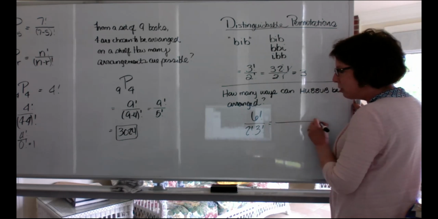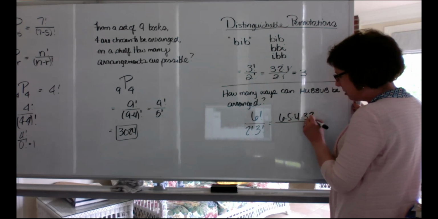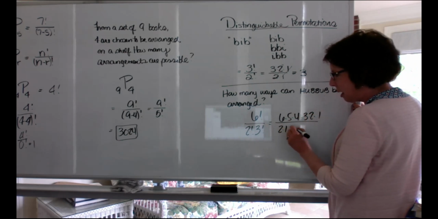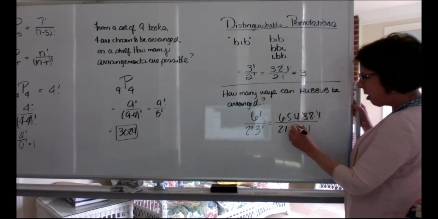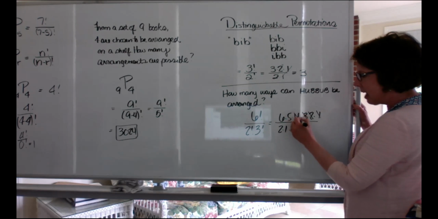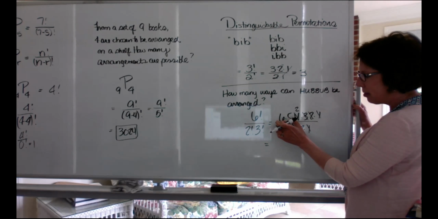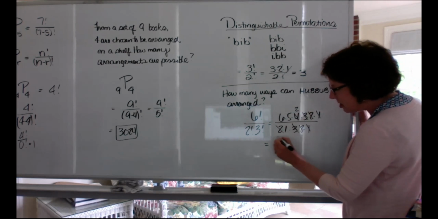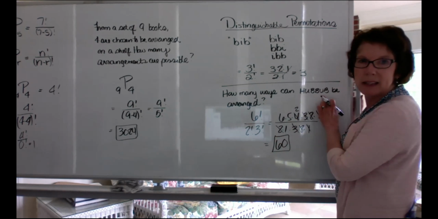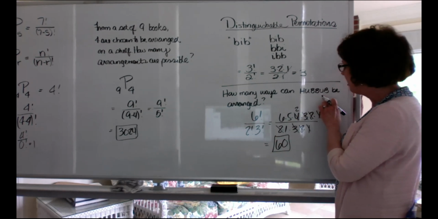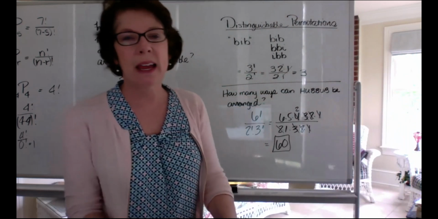Now you can use your calculator. Let me just do it without it. I've got 6 times 5 times 4 times 3 times 2 times 1. I've got 2 times 1, and I've got 3 times 2 times 1. Okay, so let's cancel out our 3, 2, 1 and our 3, 2, 1. And let's cancel out, 4 over 2 is 2 over 1. And what am I left with? I'm left with 30 times 2. I'm left with 60 distinguishable arrangements of these 6 letters. 60, yes, distinguishable arrangements. I can tell the difference.